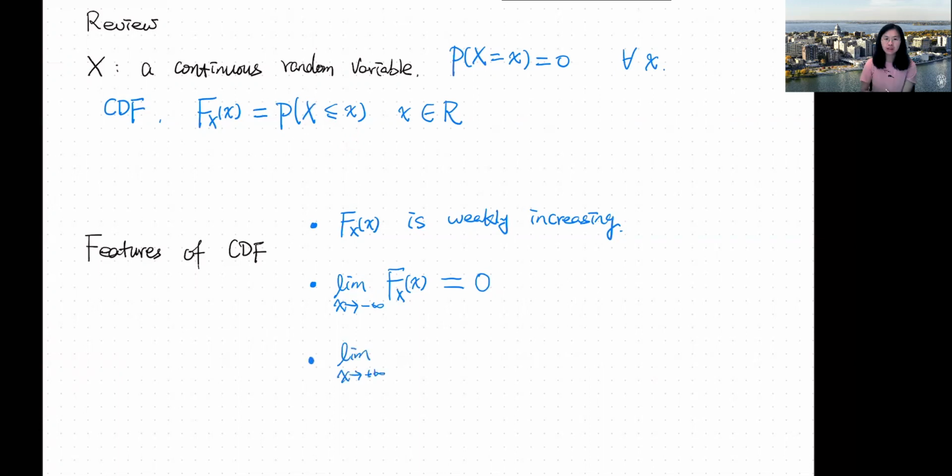And when you take little x to positive infinity, the CDF approaches 1. That's simply because when you take this little x to positive infinity, this inequality becomes more and more likely to be satisfied for all values of x. This event gets closer and closer to the universal set, and therefore the probability approaches 1.